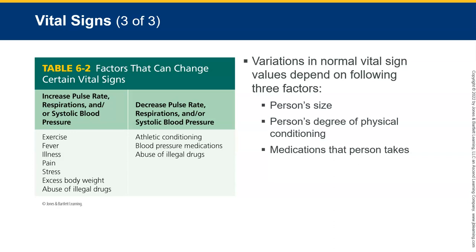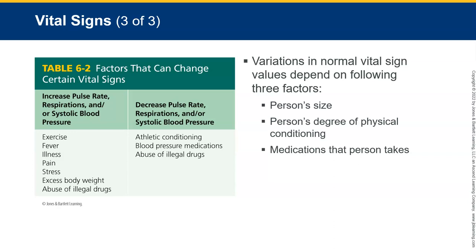But variations in normal vital signs values depend on the following factors. So their size, our degree of physical conditioning. When I was in paramedic school, one of my instructors had a resting heart rate in the 40s and a resting respiratory rate of like 8 a minute. He had also run the Boston Marathon multiple times. He was a long distance runner. He talked about having to run several miles before his heart rate got above 80. So it all depends upon our physical stature and what we've gone through and maybe what medications we're on. And all of these things you've got to take into account.